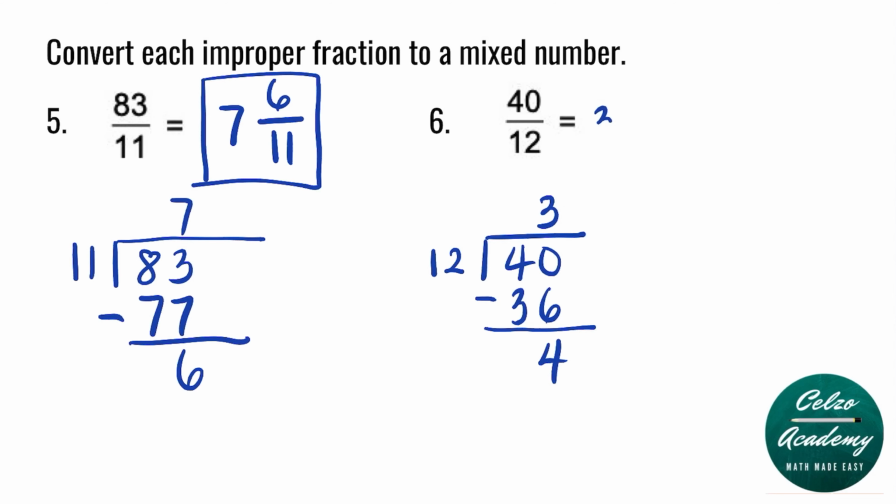The whole number is 3. The remainder 4 is our numerator, and the denominator is 12. So we have 3 and 4 twelfths. Do you notice anything here?